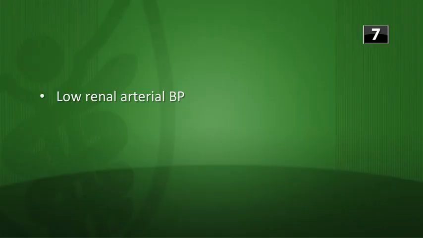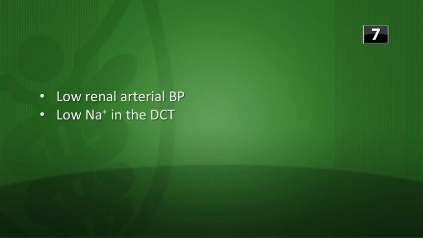And our last question, what are the 3 stimuli that induce renin release? Low renal arterial blood pressure, so low pressure in the afferent arteriole, which is monitored by the JG cells. Low sodium in the distal convoluted tubule, which is sensed by the macula densa. Then the third stimulus is beta adrenergic stimulation, or sympathetic tone.